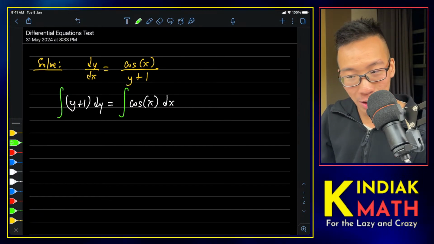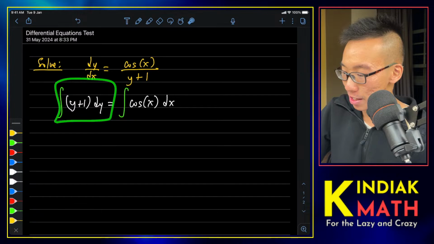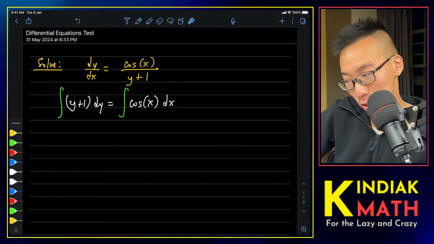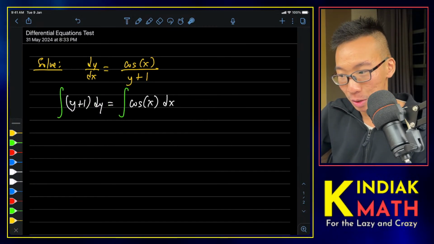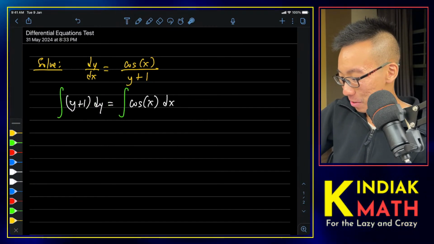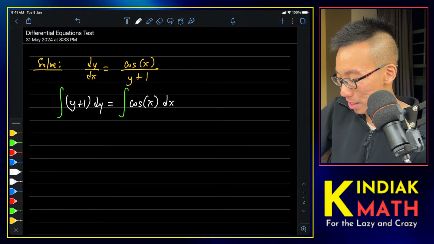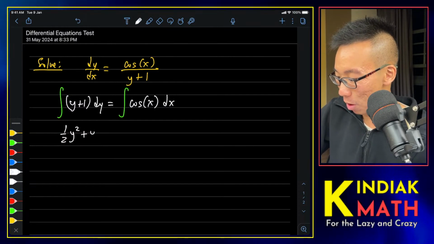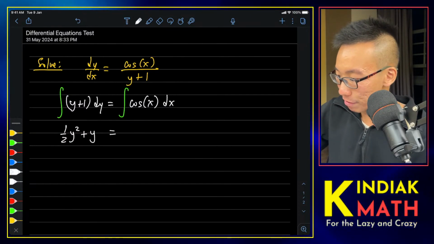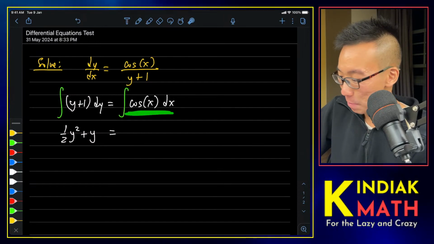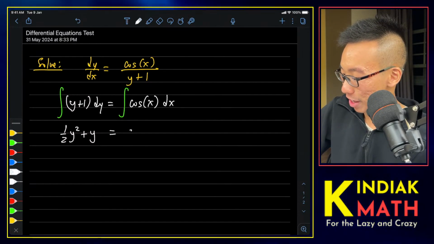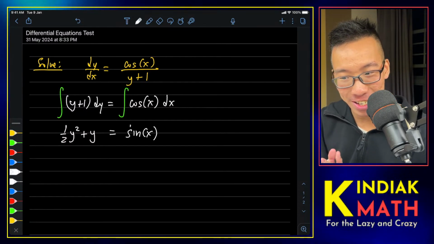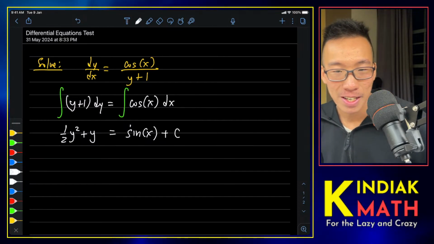Okay, and what we now need to do is to integrate these expressions. So we're going to take this expression and integrate it with respect to y. And the way we're going to do that, well, integrating y gives us half of y squared, and integrating 1 gives us y. And finally, we're going to integrate cosine of x, which gives us sine of x. Of course, if we stop here, it's going to be a little bit challenging, so we need a plus c.